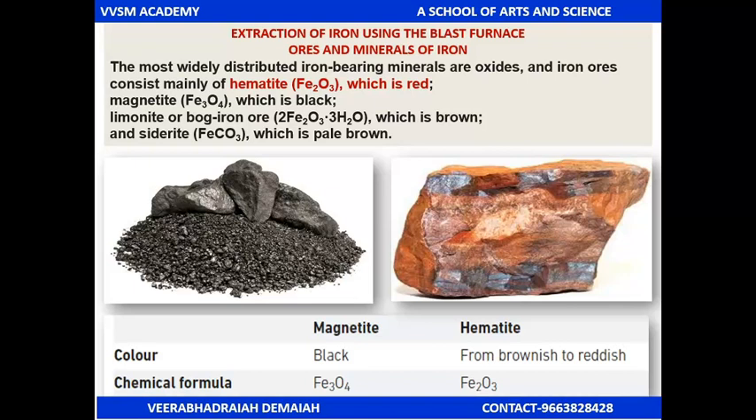Hematite is Fe2O3 and magnetite is Fe3O4, which is black in color. Limonite is another ore, bog-iron, or Fe2O3 with three water molecules, which is brown in color, and siderite, iron carbonate, which is pale brown. You see, my dear friends, the main words we will discuss are in the figure on the slides here. The iron ore which is black in color is magnetite, and this is hematite.